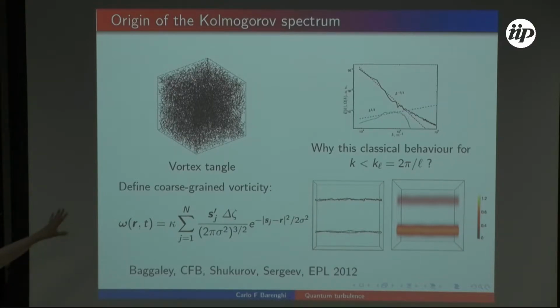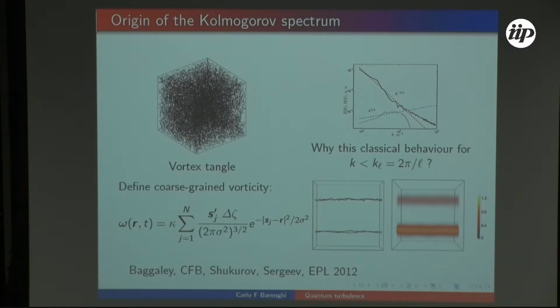So you see a very dense vortex tangle computed by Andrew Baggaley in a periodic box. It's so dense that everything is dark because there are only vortices. So the question is, what is the nature of the flow which is there? Clearly, it's very complicated looking.